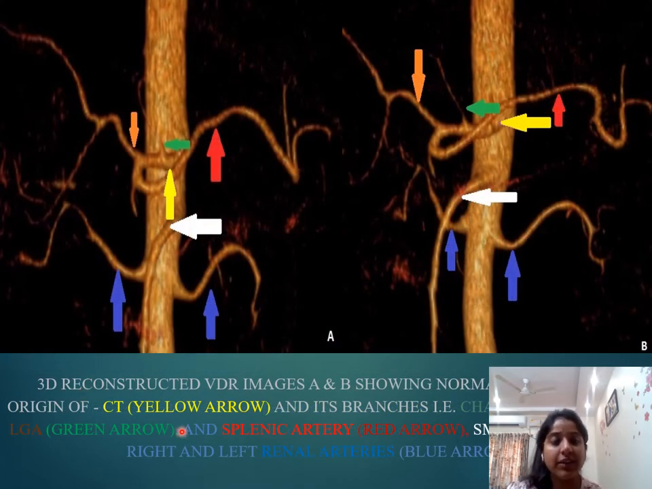Here is a 3D reconstructed image showing the normal origin of the celiac trunk, and then its branches. We can see this is the left gastric artery, then we have the hepatic artery, and here is the splenic artery.